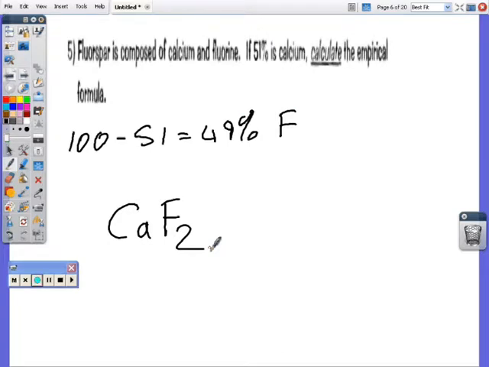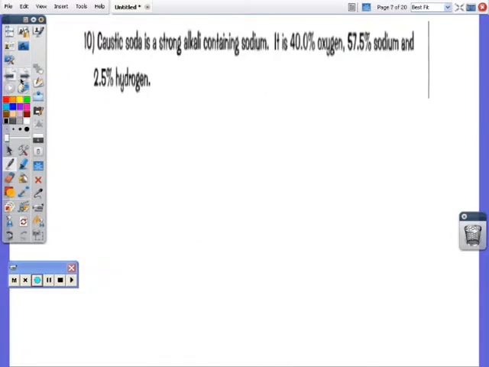Okay, so the answer to that is calcium 1, fluorine 2, so it's CaF2. You should have had 51 over 40, and you should have had 49 over 19, and that would have given you your ratio of 1 to 2 calcium to fluorine. Okay, let's have a go at another one.